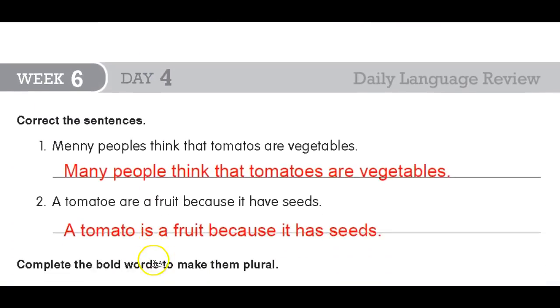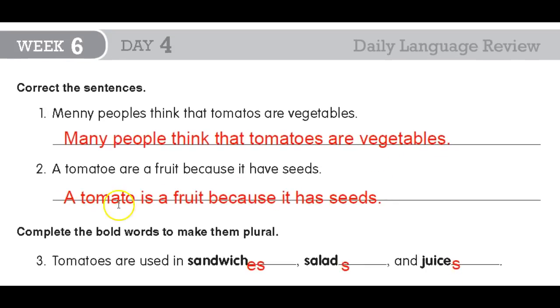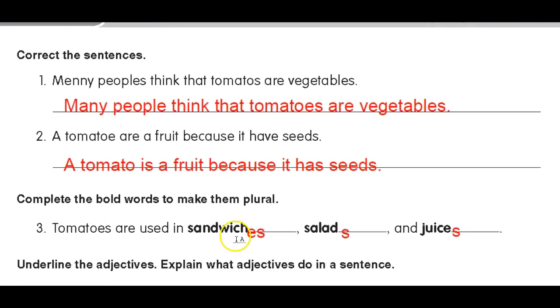Many people think that tomatoes are vegetables. So "many" is spelled wrong. It should be M-A-N-Y. "Peoples" should be "people." "Tomatoes," you need an E-S, "are vegetables." Okay, a tomato, notice how "tomato" is spelled, is a fruit because it has seeds. Okay, tomatoes are used in sandwiches, salads, and juices.